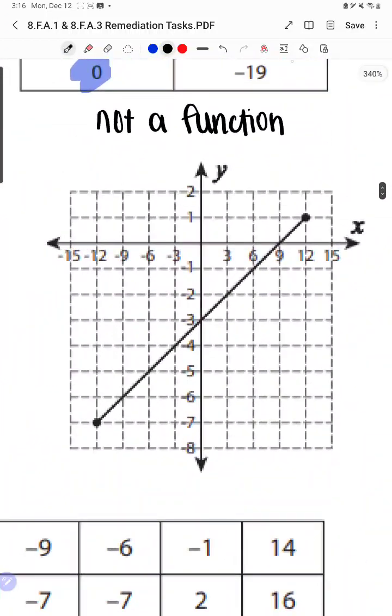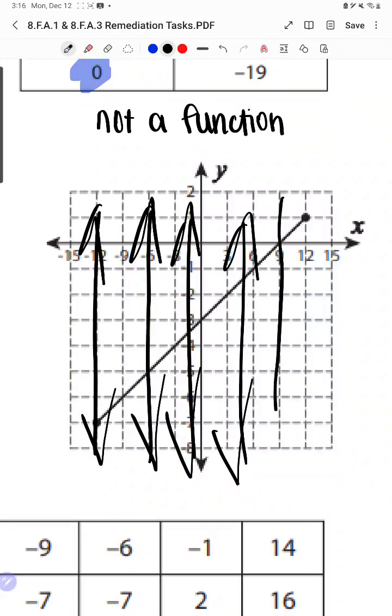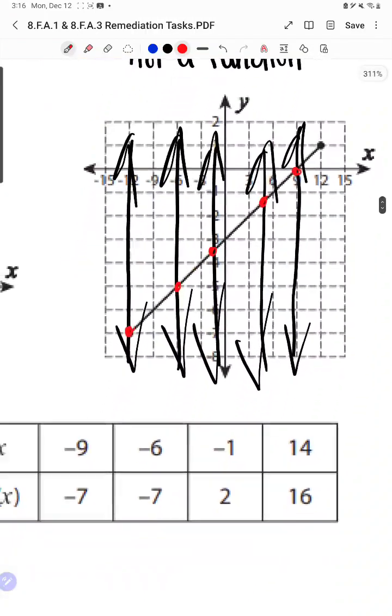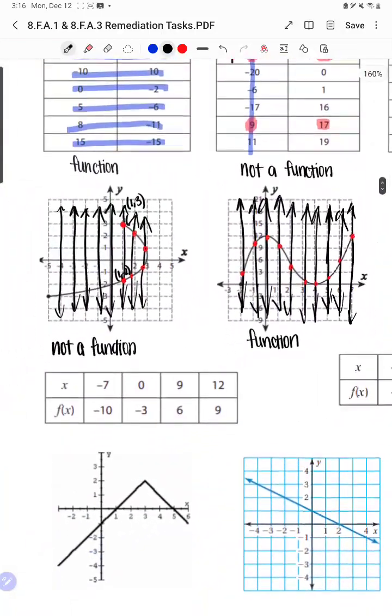Let's take a look at this one. Let's draw some lines. So this one passes through the graph once and once and once and once and once. So when we take a look at this, we can automatically know that this is a function because it passes the vertical line test. All right, let's take a look at these tables.